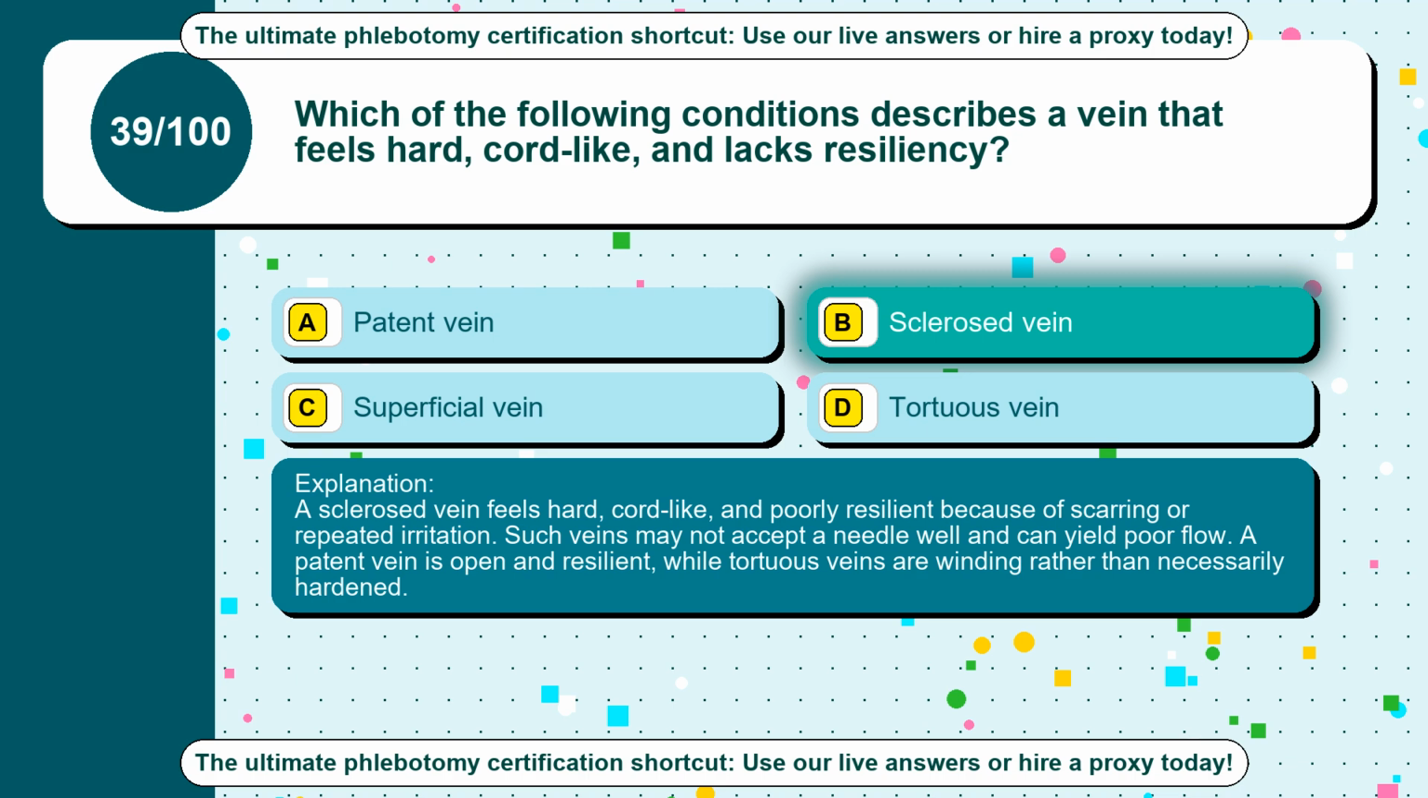A sclerosed vein feels hard, cord-like, and poorly resilient because of scarring or repeated irritation. Such veins may not accept a needle well and can yield poor flow. A patent vein is open and resilient, while tortuous veins are winding rather than necessarily hardened.